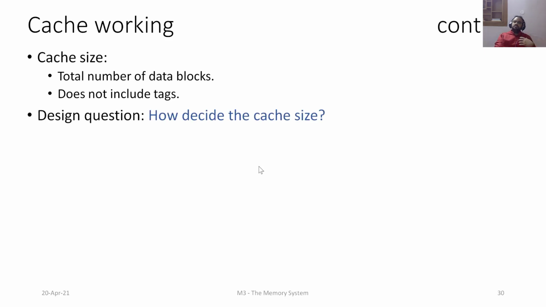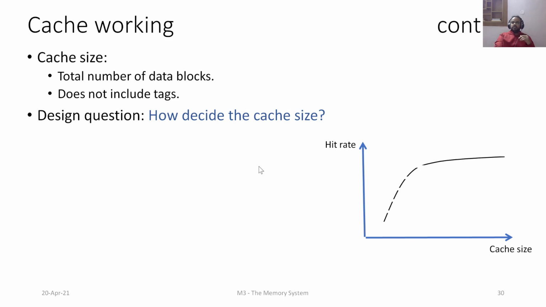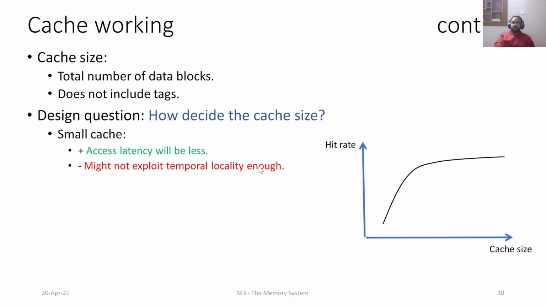Now the design question is, how do we decide on the cache size? If we do a sweep of cache size and observe the hit rate, it would look similar to the associativity study. Till some point, we have a drastic improvement in hit rate. After that, it tapers off. What happens in a small cache is the access latency is less, because the cache is small. It means that the hardware is small, so we can access it faster. But it is not big enough to hold or exploit the temporal locality.